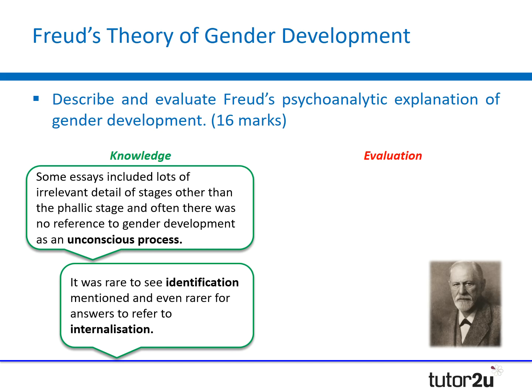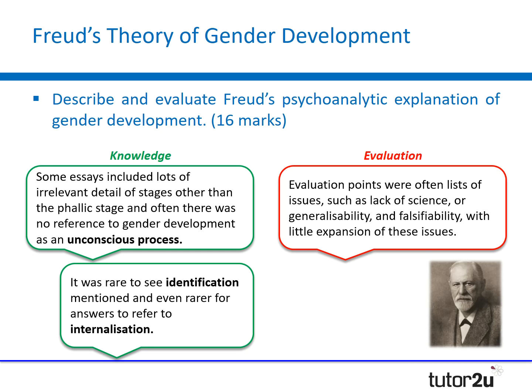The examiners also said it's rare to see identification mentioned, and even rarer for students to actually use the word internalisation. And given that the examiners have commented on that, we therefore really want our students to be explicit in using those terms, okay? If we look at evaluation, and this is common not just in this topic but others as well, evaluation points are often these long lists of things like problems with Freud, is that it lacks scientific explanation, or it lacks generalisability, falsifiability, but again the students are just not linking those points back.